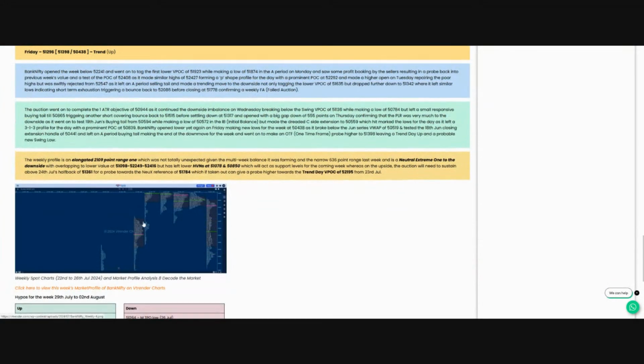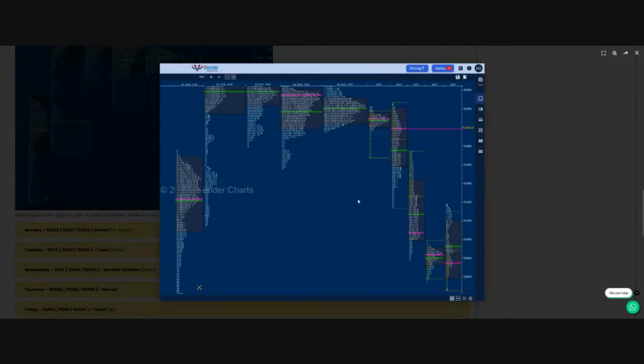When we opened in Bank Nifty, we opened with a similar P-shape profile, which we discussed in the Monday session at 5 p.m. last week. We saw how we went on to tag that VPOC, the weekly POC of 52408, but we were not able to close above it. And we had left similar highs of 52427.